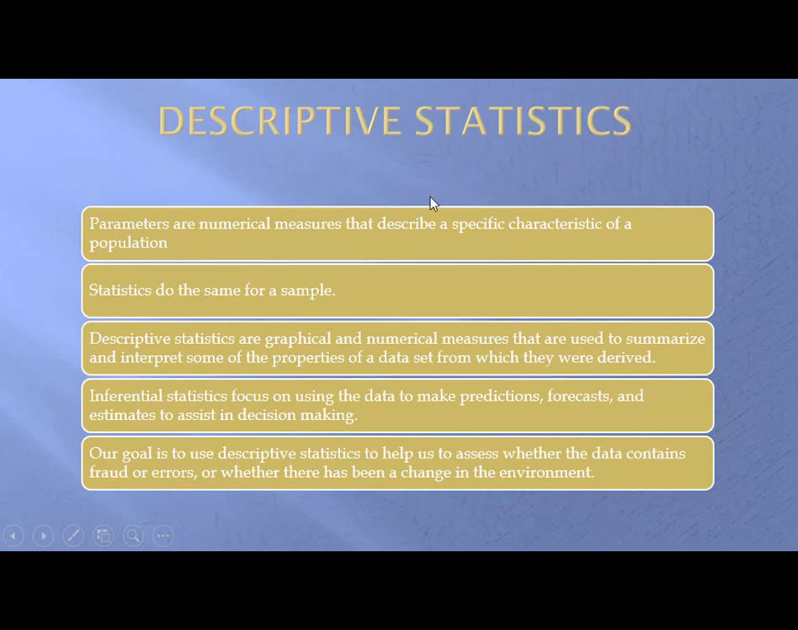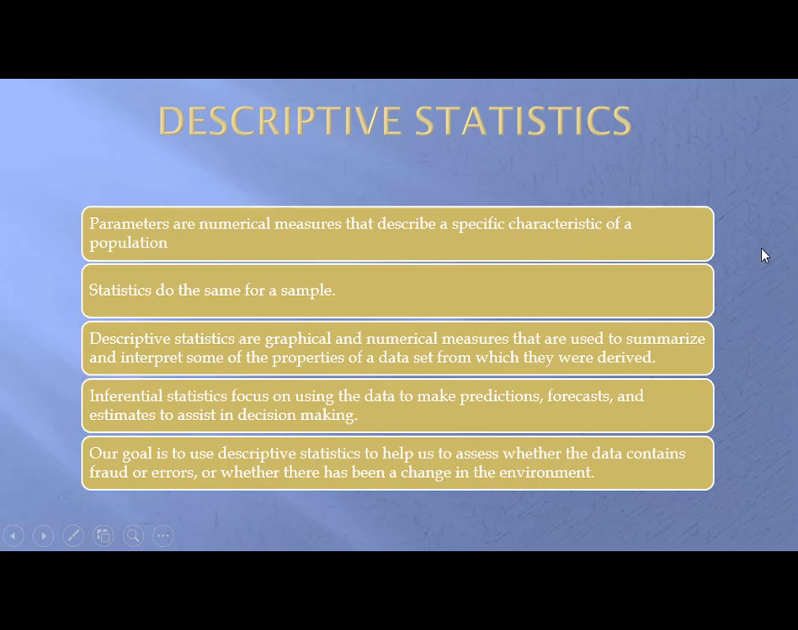So, we've seen descriptive statistics before. These are generally graphical and numerical measures that are used to summarize and interpret the properties of the data set. Numerical measures, we're going to talk more about that, and graphical measures will be our familiar histogram and first two-digit test. So, we are going to use in this chapter descriptive statistics to help us to assess whether the data contains large-scale fraud or errors, or whether there has been a large change in the environment.